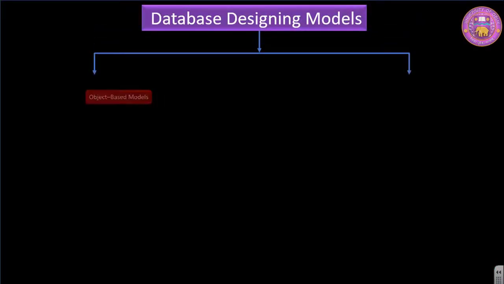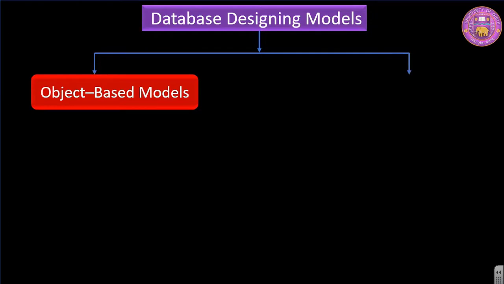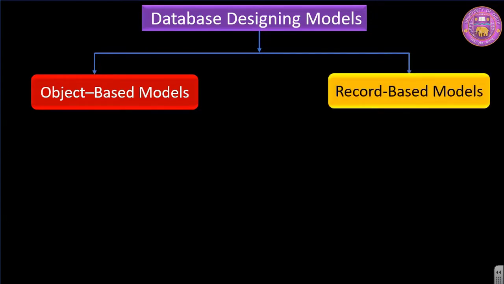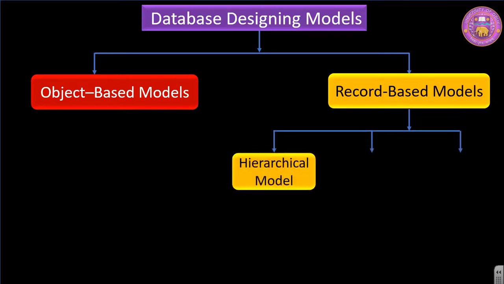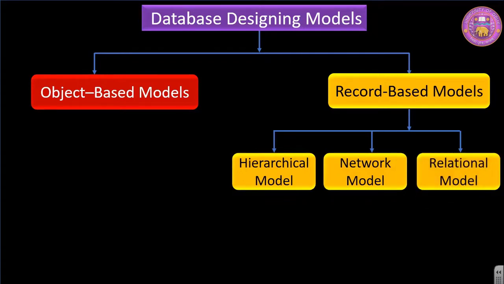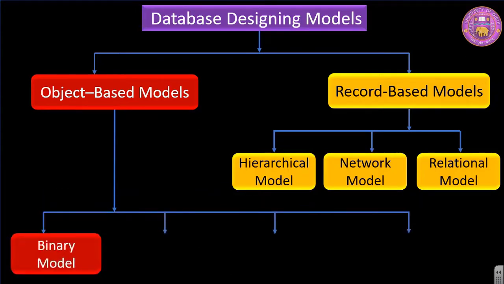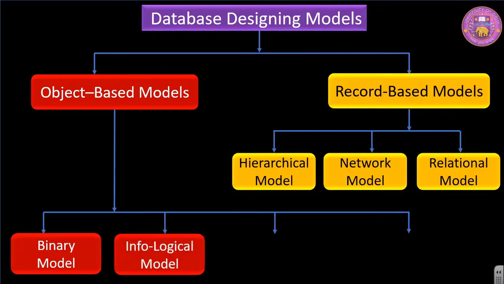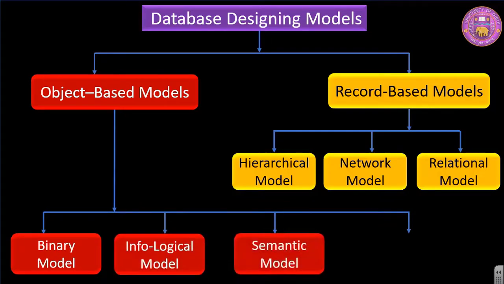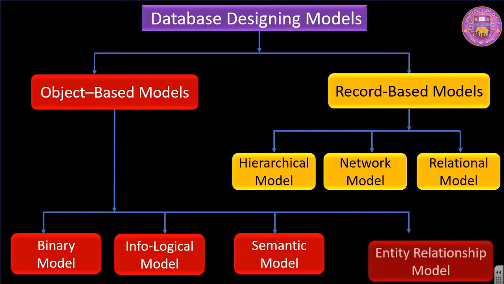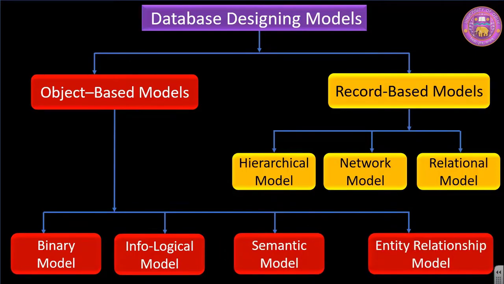Database designing models: we have two models, object-based models and record-based models. In the record-based models, we have three models: hierarchical model, network model, and relational model. In the category of object-based models, we have four different types of models. One is the binary model, second is the infological model, the third one is the semantic model, and the fourth is the entity relationship model.